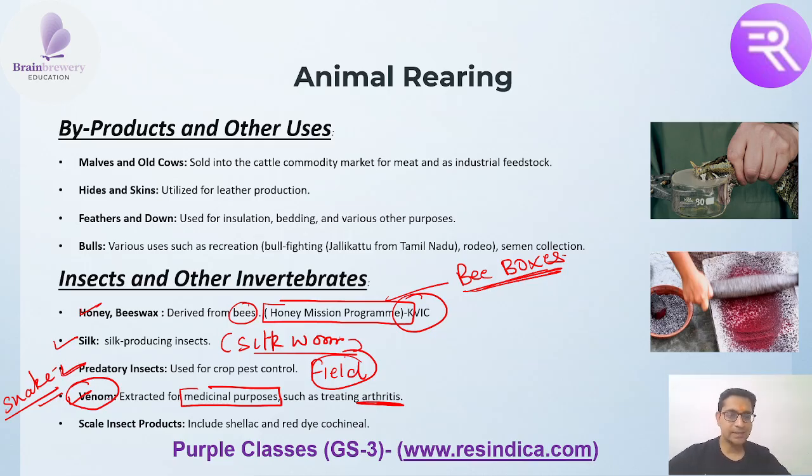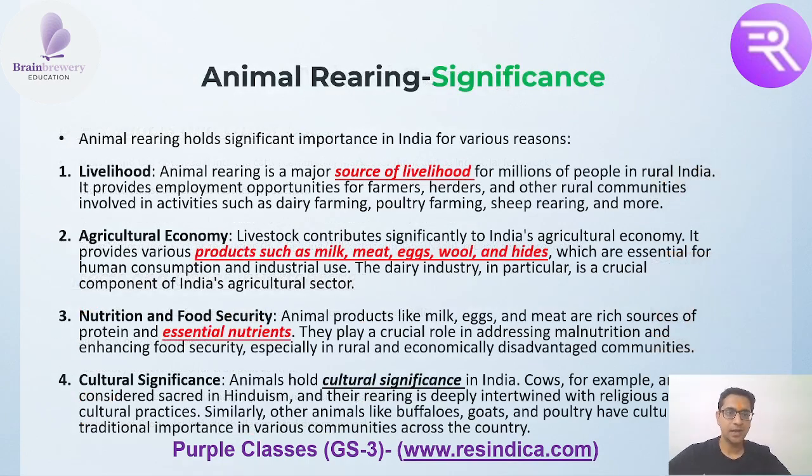Then there are skill insect producers, which include shellac and red dyes, which are helpful in dyeing. So if you see here, this is how the snake venom is being taken out, and here you can see this is the red color dye that we are making from this insect, right?